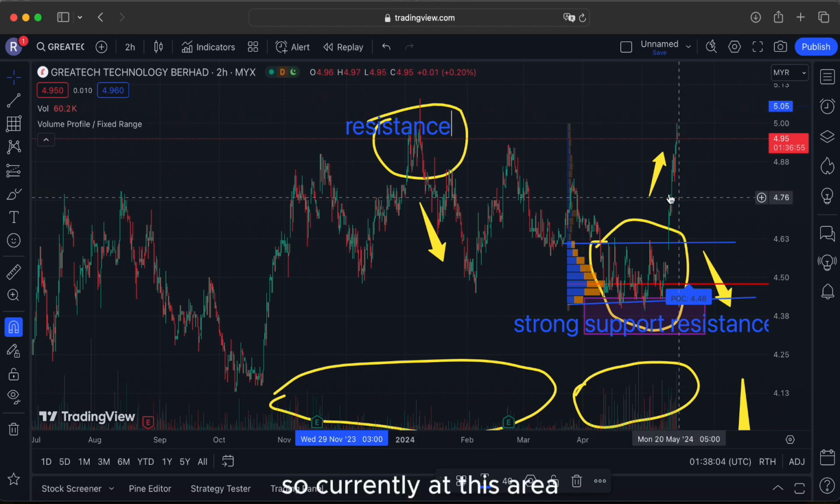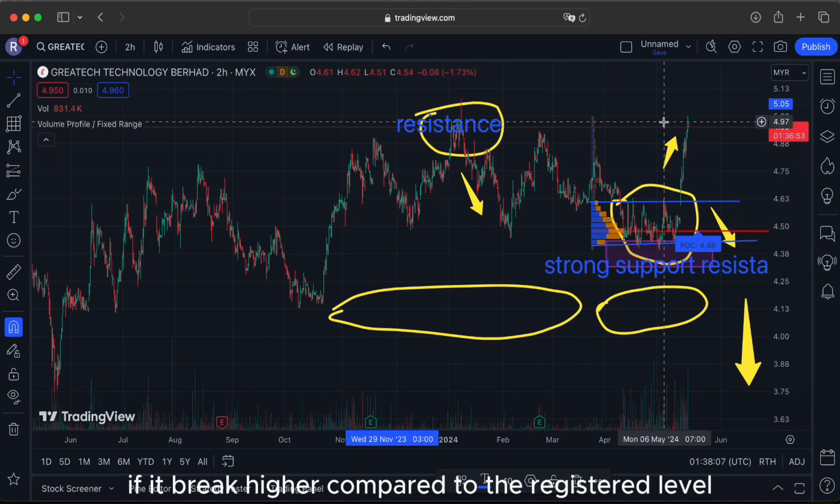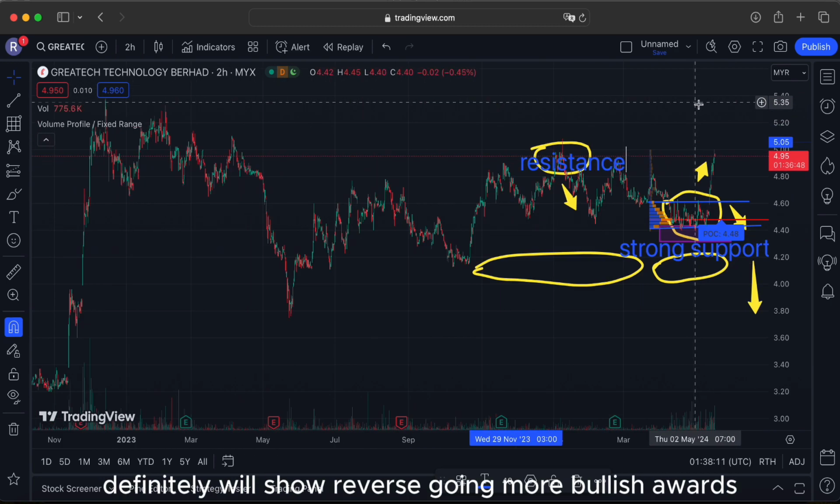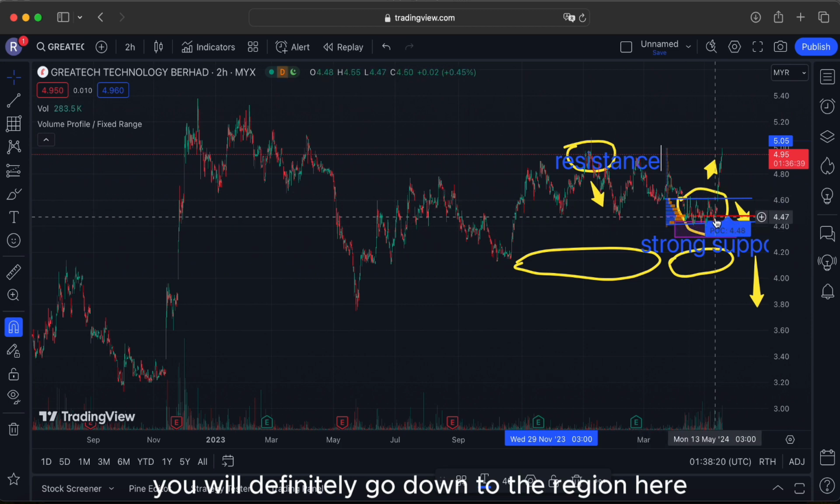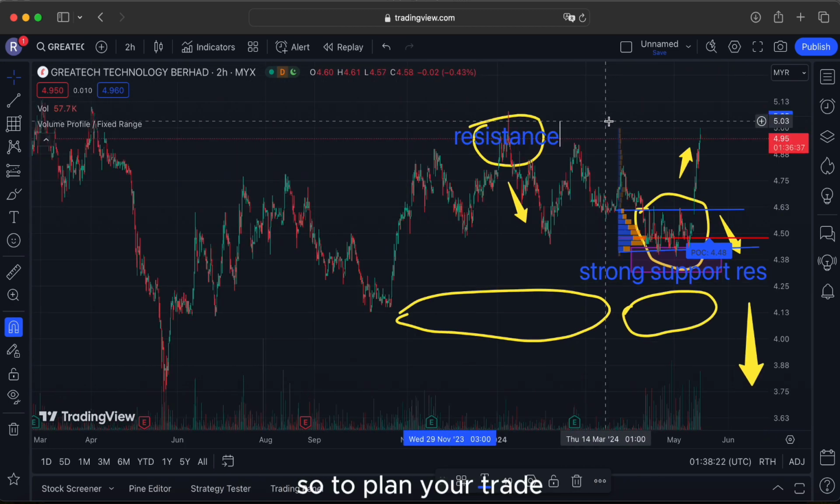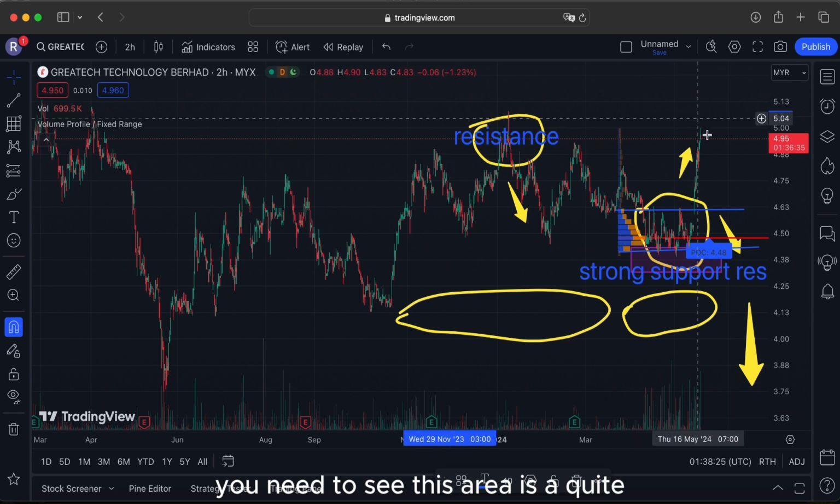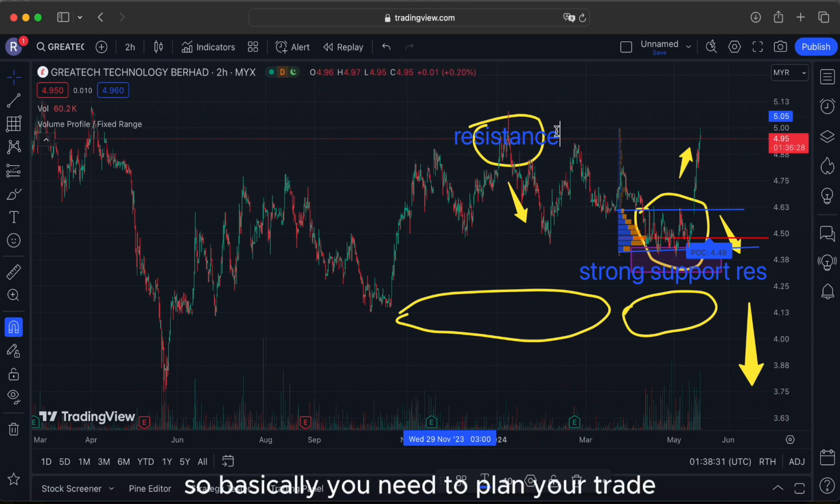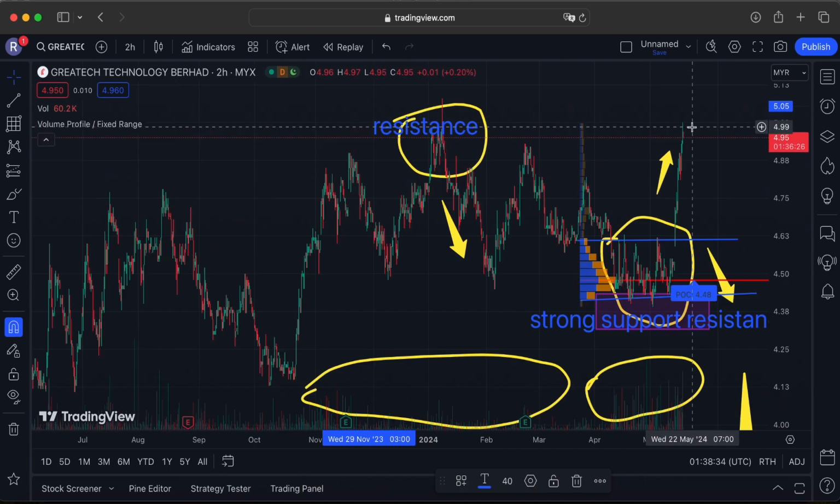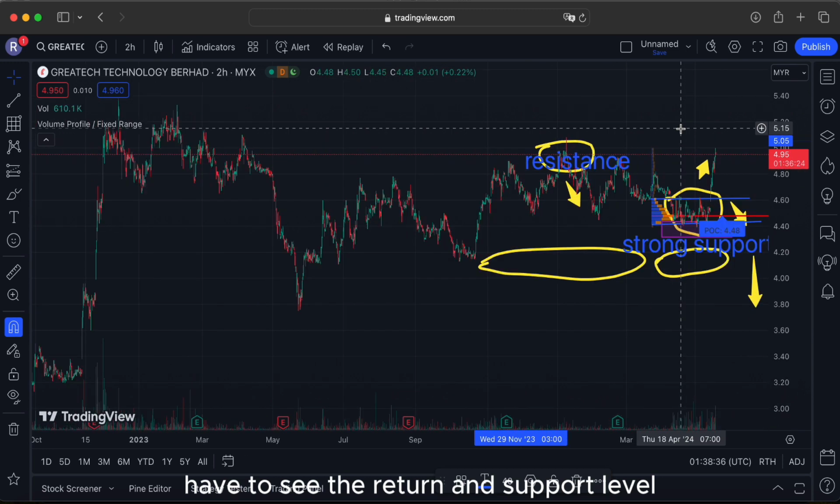Currently at this area, if it breaks higher compared to the resistance level, definitely it will show a reversal going more bullish upwards. But if it can't break the resistance, it will definitely go down to the region here. So to plan your trade, you need to see this area is quite a significant area, 495 or even 5. So basically you need to plan your trade by looking at the resistance and support level.